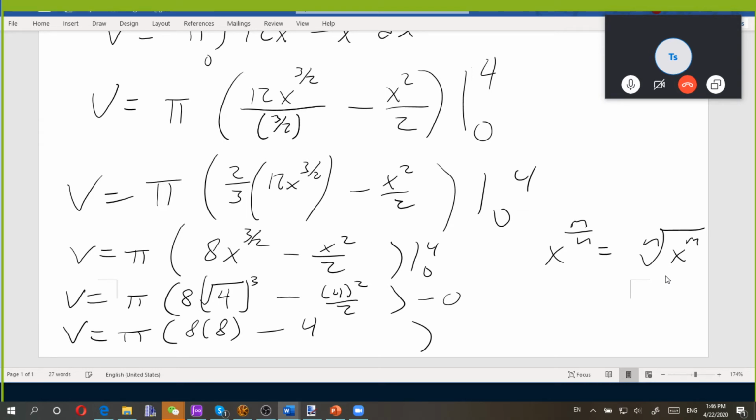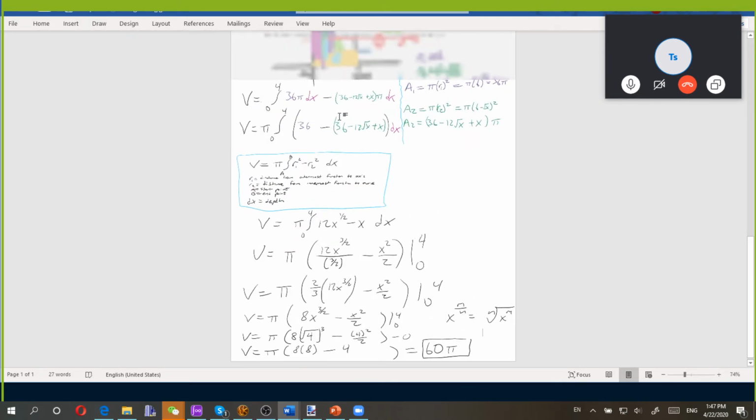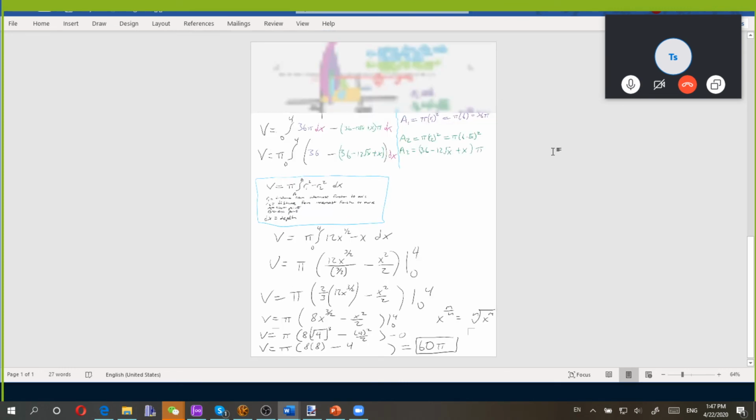Okay, so what should this be? 60. 60, and then I've got the pi on the outside, so that's 60 times pi. Awesome. All right, any questions on our work here for the volume?